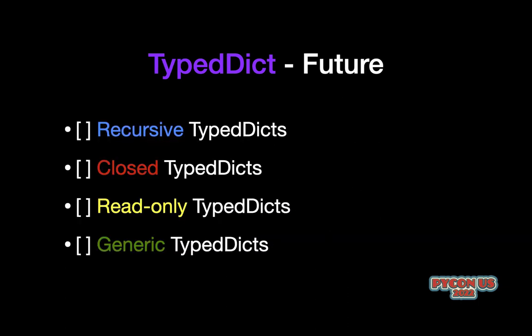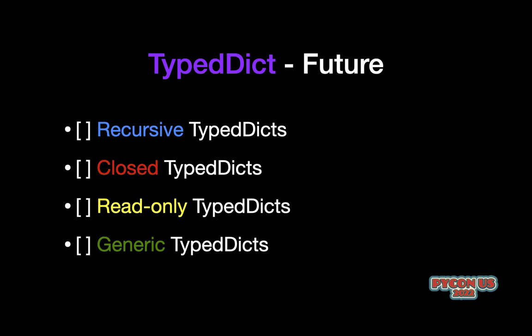So there are a couple ideas for things to add to TypedDict in the future. These have been proposed on the Typing SIG mailing list and in some cases other places such as issue trackers and similar. I thought that it would be interesting to just give a review of what these types of extensions might look like. And yeah, so let's get started.